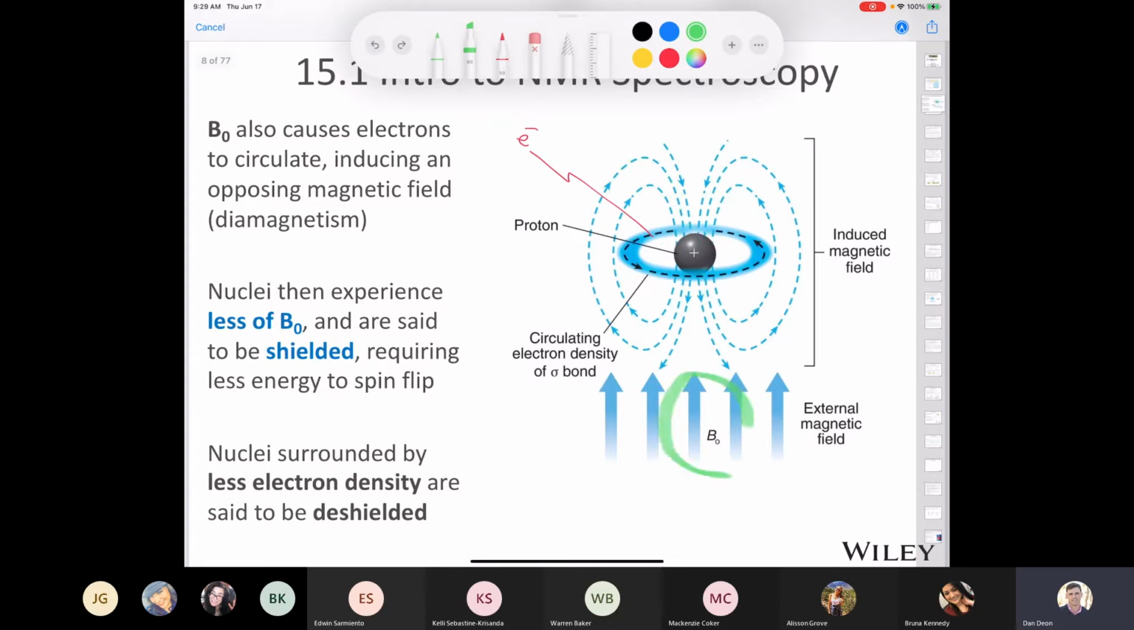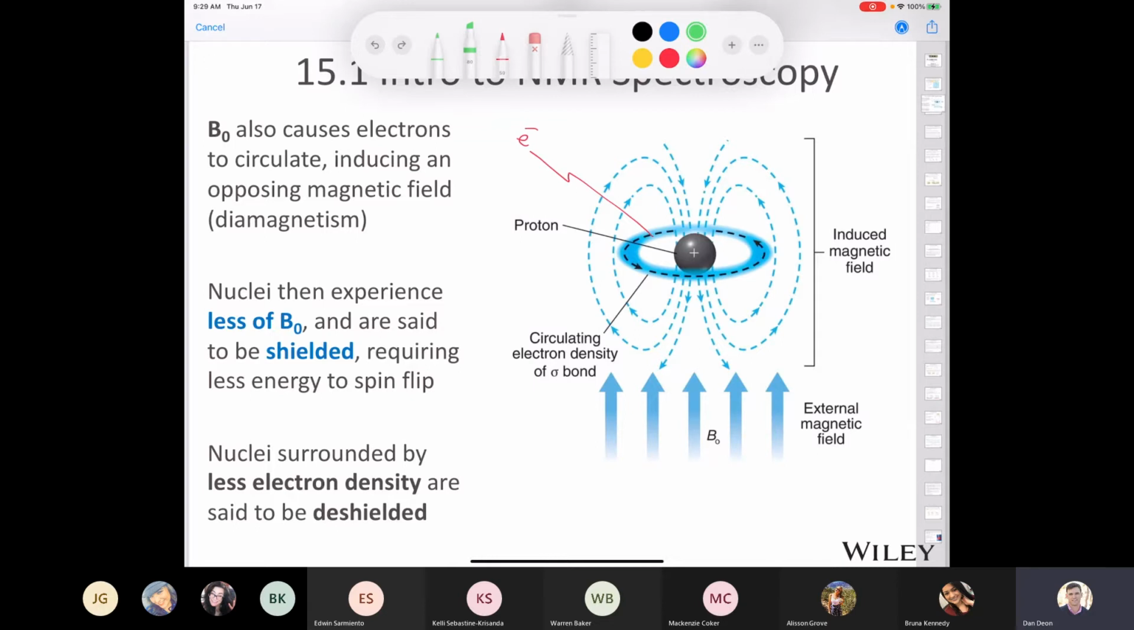The nucleus doesn't feel all of that magnet, does it? Right? It doesn't feel all of that magnetic field. It feels a lot of it, but there's also some of it going against it based off of the number of electrons that are around, or the electron density, I should say. So it creates a shielding effect, where it shields the nucleus from the externally applied magnetic field. Okay, so it says nuclei then experience less of the externally applied magnetic field and is said to be shielded.